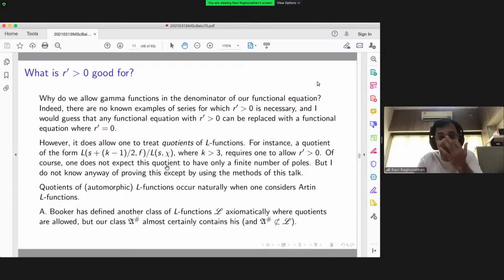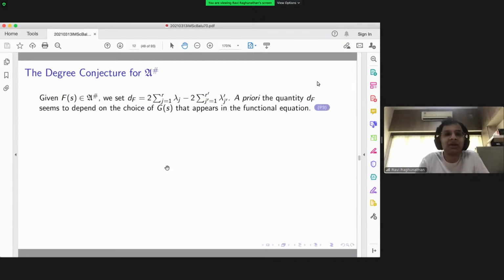I cannot definitively prove it, but every known example of an L function that lies in L definitely lies in A sharp, and conversely, there are lots of examples of elements in A sharp that do not lie in L. Some are given by the examples on the previous couple of slides. Okay, so that finishes the propaganda segment, which has gone on a little longer than I intended. So let me state the results.